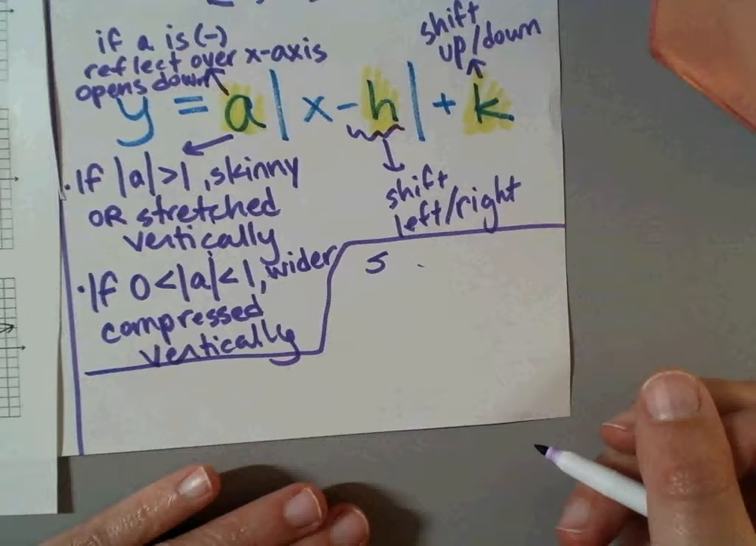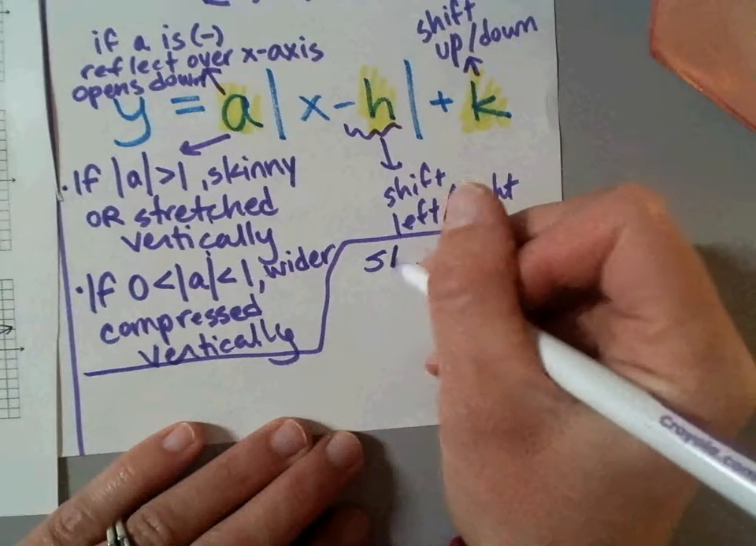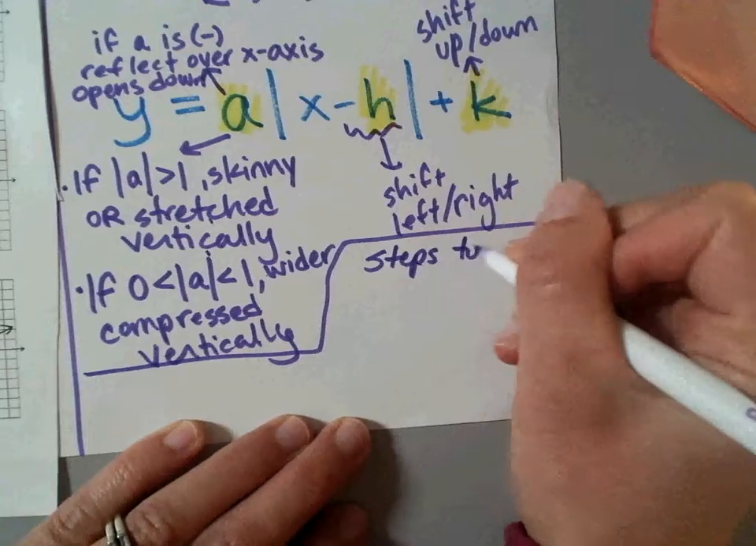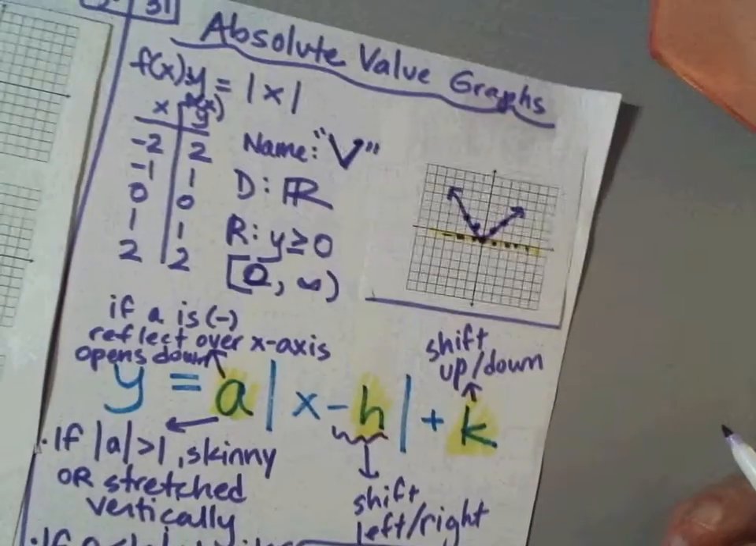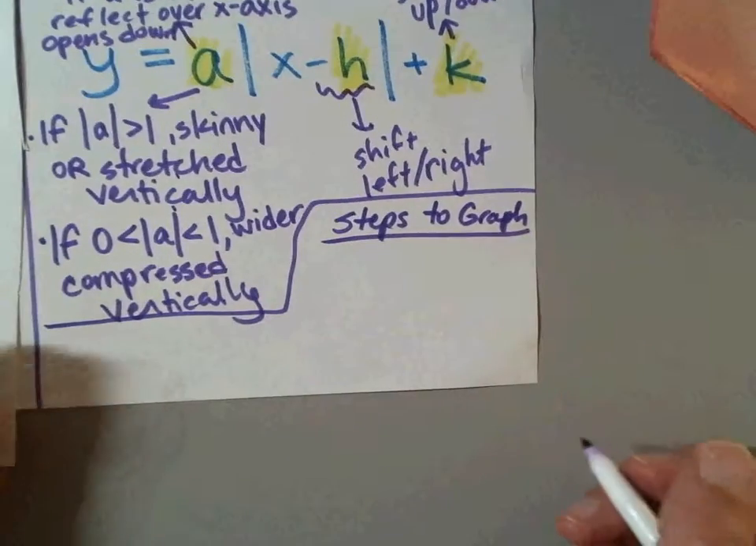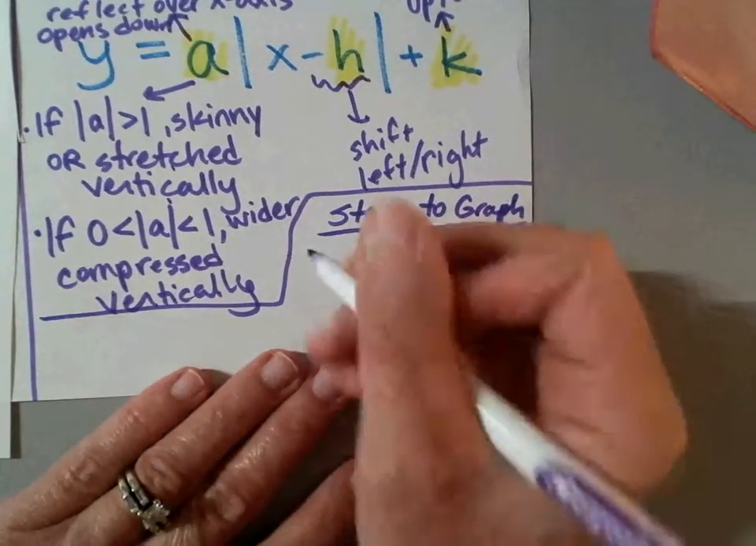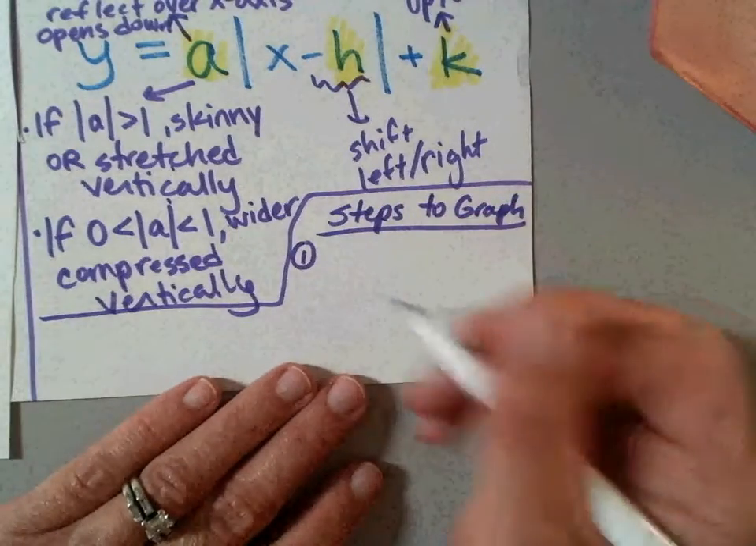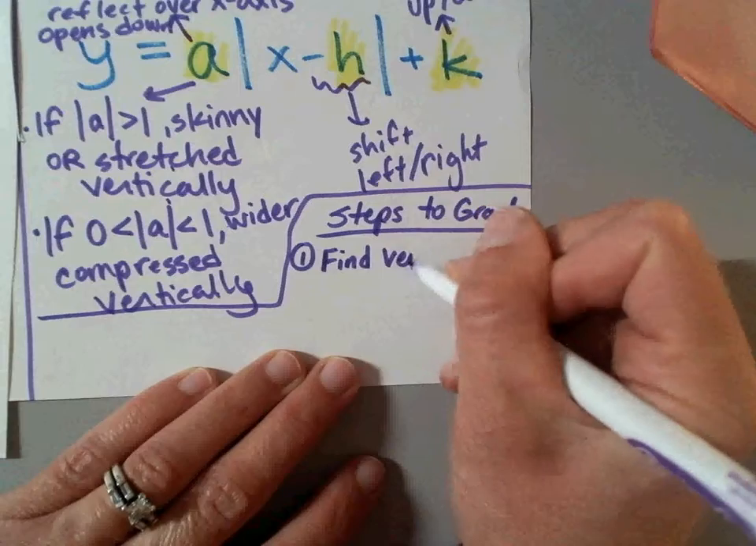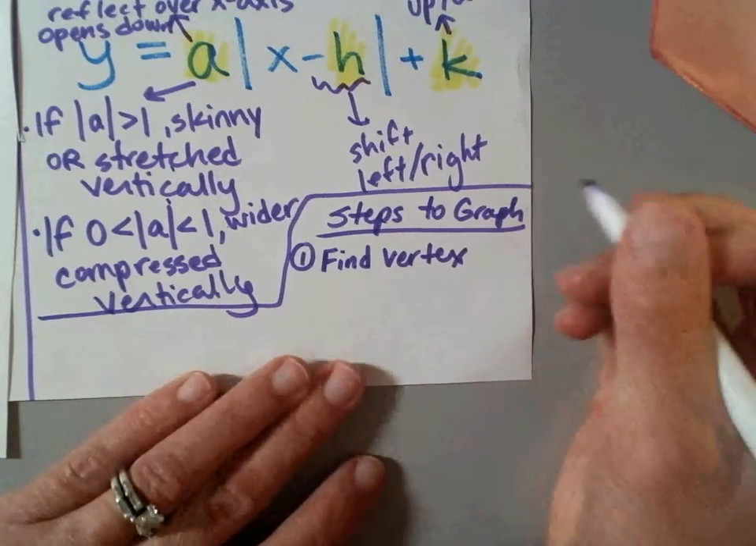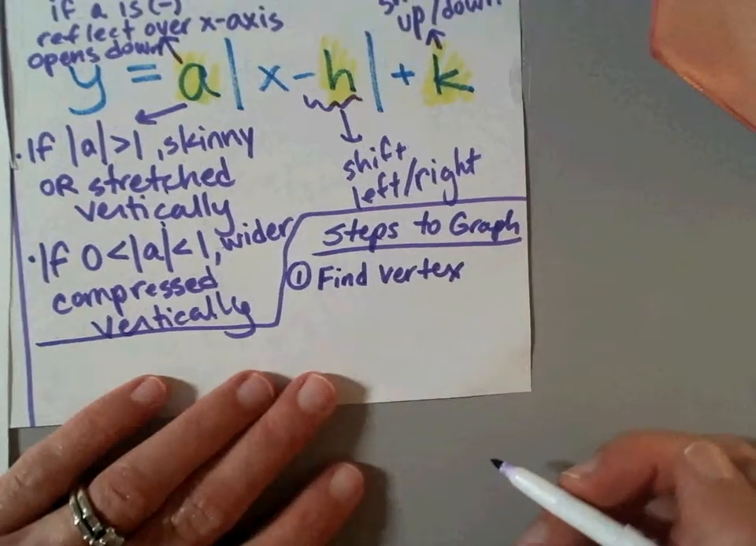Okay, so this is steps to graph. And I'm still on page 31. I'm just fitting 4 steps that we need to write down, or 3 steps, sorry. Steps to graph. Okay, number 1, the first thing you're going to do is find your vertex, which is, your vertex is the pointy part.